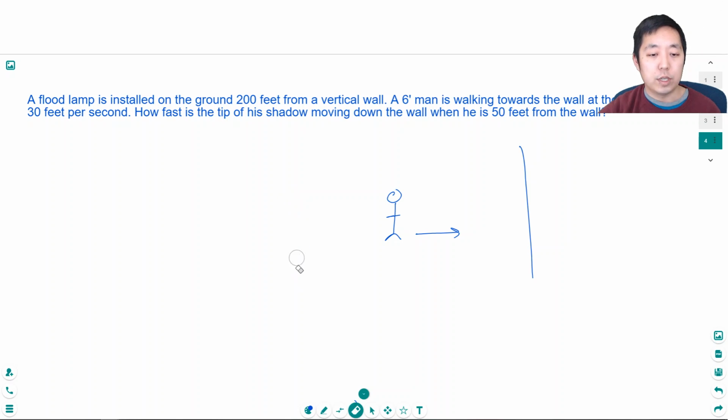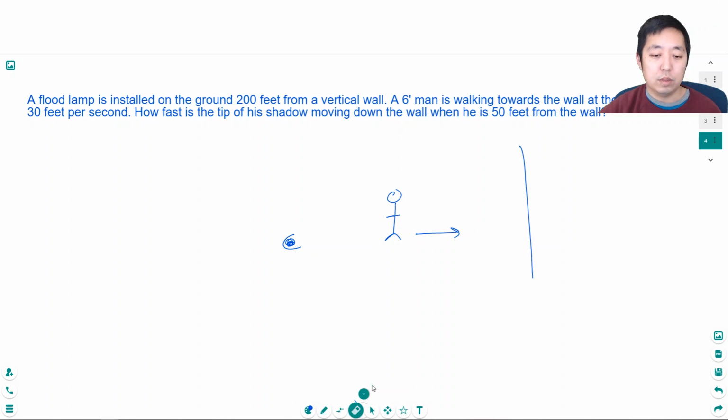Is that enough information? Let me see. Maybe it is. I don't know an angle. I need an angle for this problem. He's 6 foot. Oh, it's on the ground. I gotcha. It has no height. So the light source we'll say is here, and it's casting a shadow, and he's moving towards the wall. Why is his shadow moving down? That's super confusing.